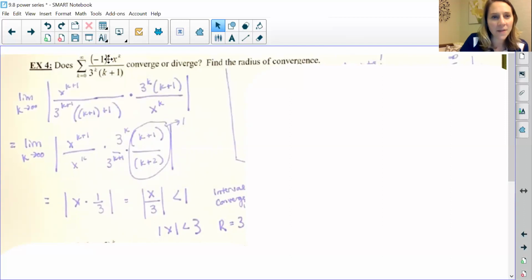Now you might wonder, well, what happened to that -1? Well, it's in an absolute value. So -1 to some k or some k plus 1 in absolute value, well, that's just going to be 1.